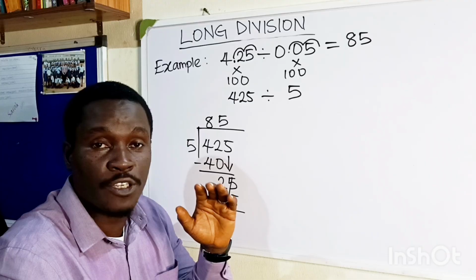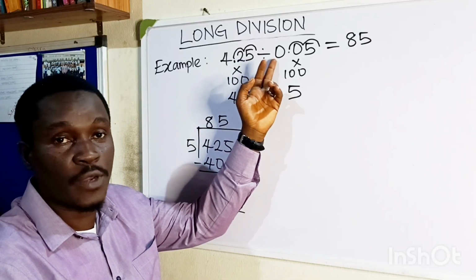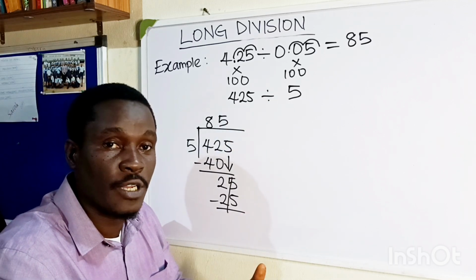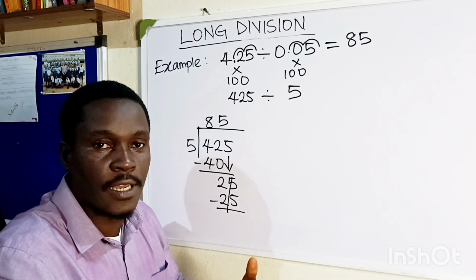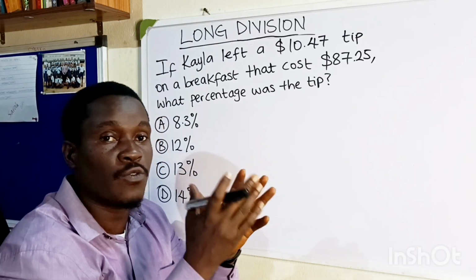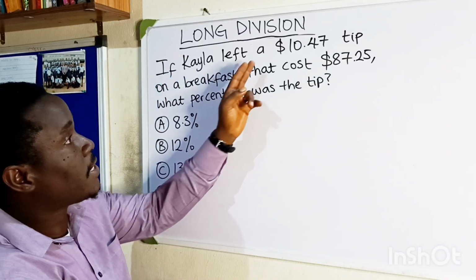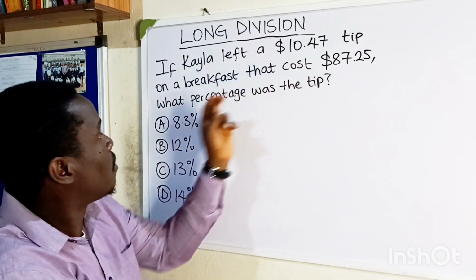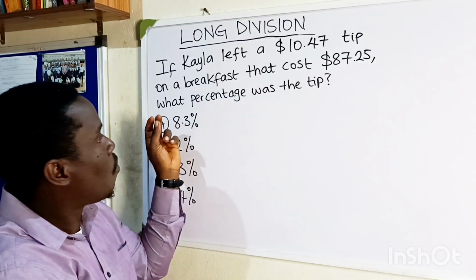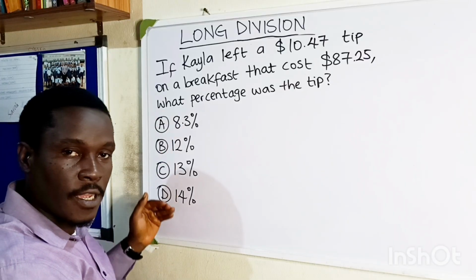Next, we're going to look at a question where it might be difficult for you to convert to a whole number before dividing. In that situation, I'm going to show you a quick way of getting your answer when you're taking the ASVAB test. Let's look at this ASVAB practice question that we have here. In this question, we're going to see the quick trick I talked about earlier. Question says, if Kyla left a $10.45 tip on a breakfast that cost $87.25, what percentage was the tip? So we have options here, right?